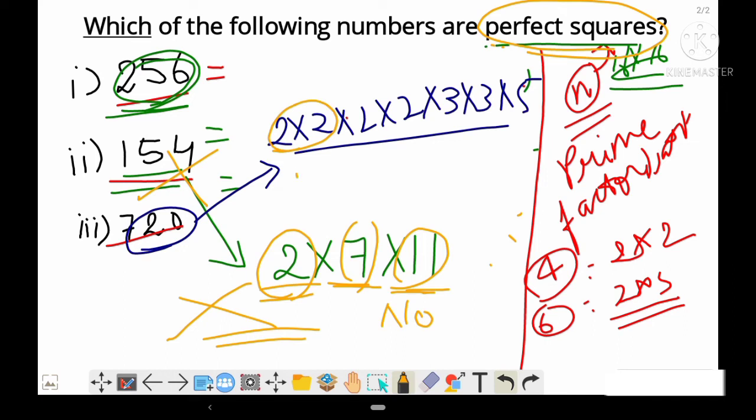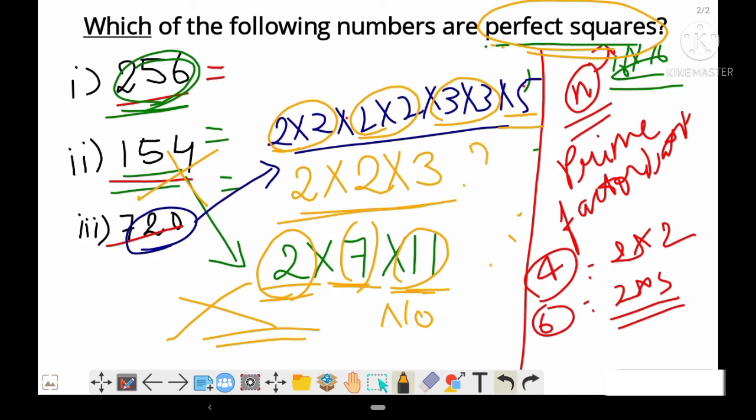Here 2 into 2 is in pair, took 1, right? 2 into 2 is in pair, again we got. 3 as well we got in pair, but did you get 5 as pair? No. So 5 is not in pair, so what, student? Is it a perfect square? Yes or not?